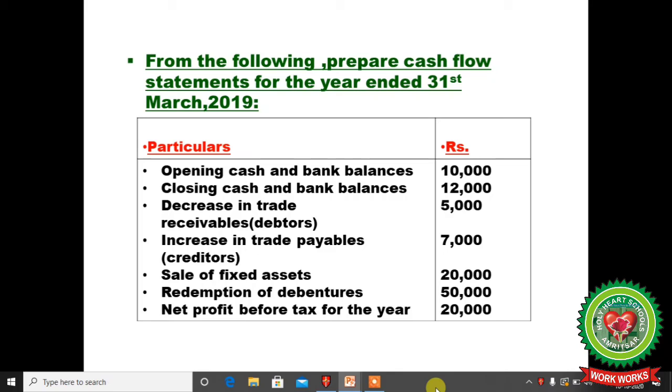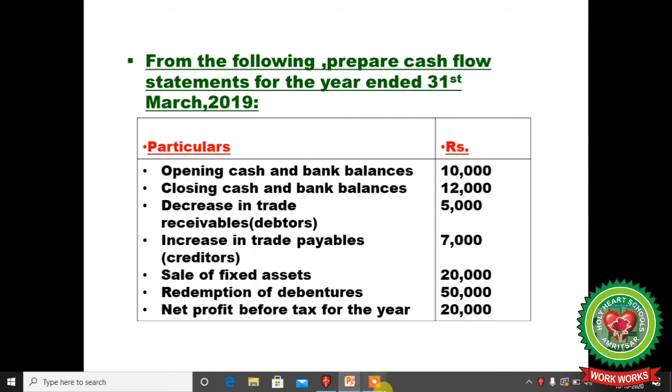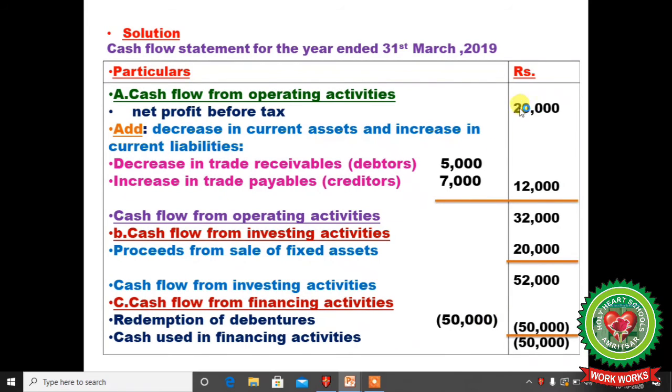So, here mixed items are provided to you: operating, financing as well as investing. First of all, the solution: cash flow from operating activities. Consider all the operating activities, starting with net profit before tax. Your net profit before tax is 20,000. Record 20,000 here. Now add the decrease in current assets and increase in current liabilities, and less the increase in current assets and decrease in current liabilities.